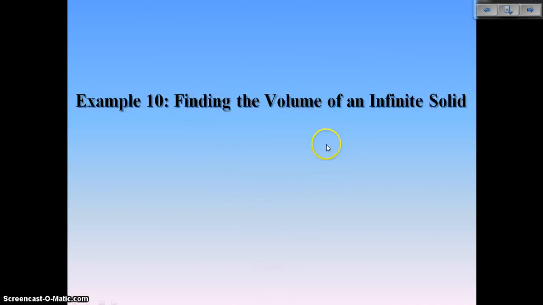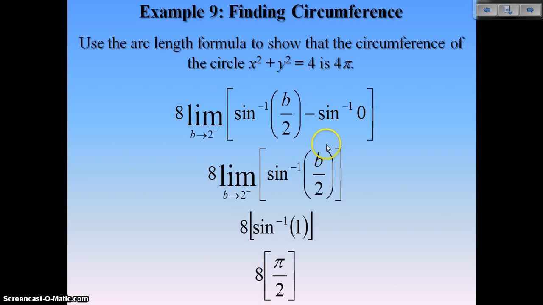Now I can plug in my 2 and go back. Plug in your 2. 2 over 2 is 1. And the arc sine of 1 is pi over 2. 8 times pi over 2 is 4 pi. And we have shown that the circumference formula is correct, at least for that particular problem.